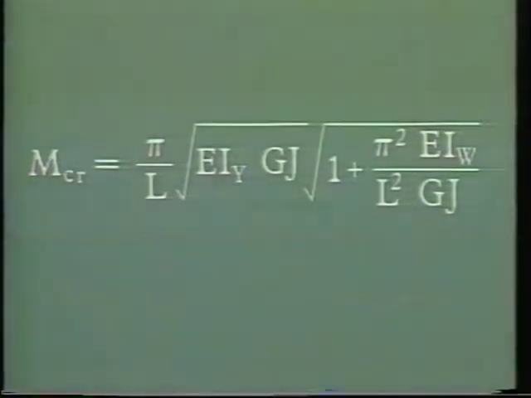The warping component of the instability moment contains a term which is related to the warping resistance EIW and the torsional rigidity GJ of the beam. Note that when L is large, the term in the second square root tends to unity, showing that warping is only important for beams of modest length. This reflects the relative importance of warping.